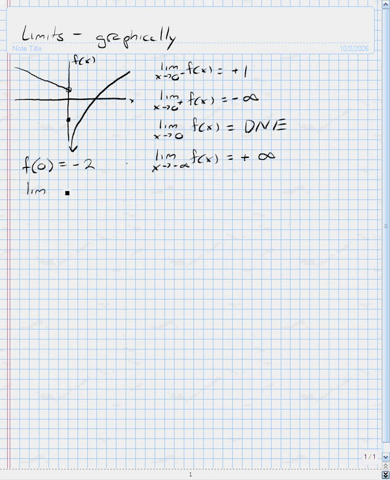And lastly, the limit of f of x as x approaches positive infinity. So we take a look at the right side of the equation, look our way up this way. It keeps on growing and growing, and it'll keep on going that way. And as we get to positive infinity, it will go to positive infinity.